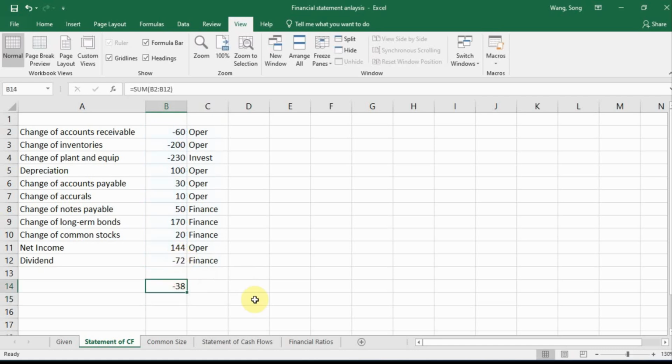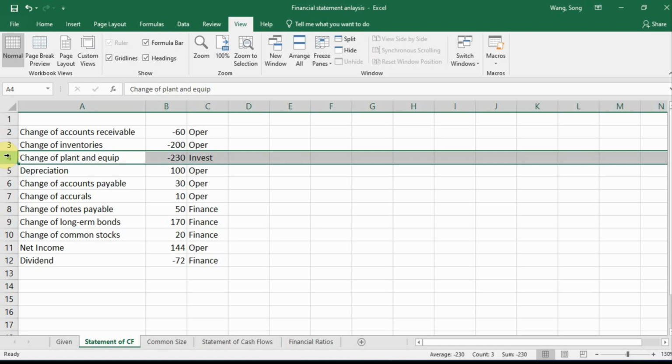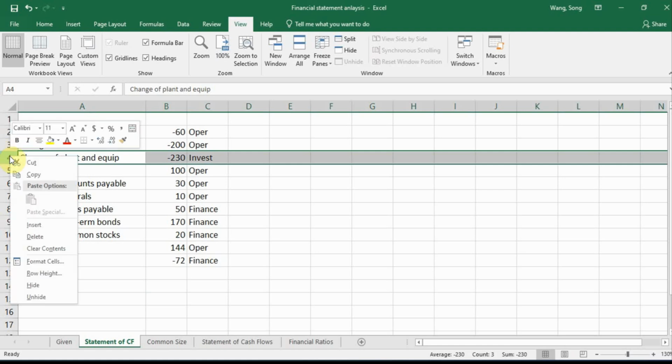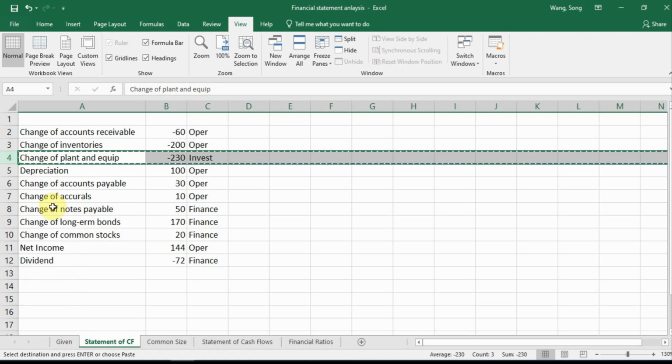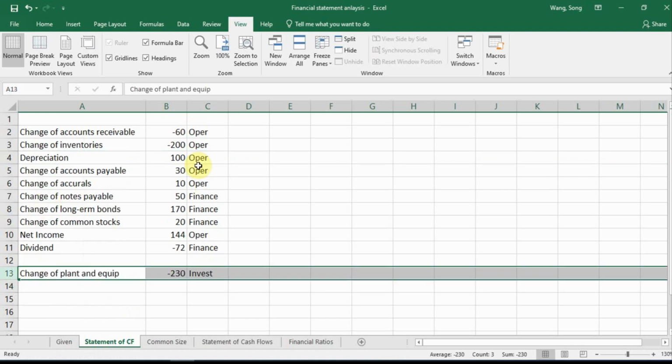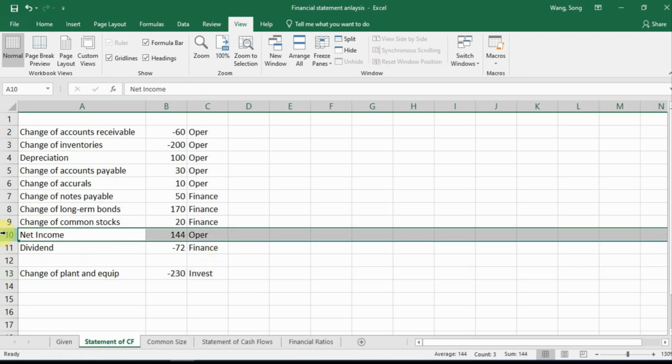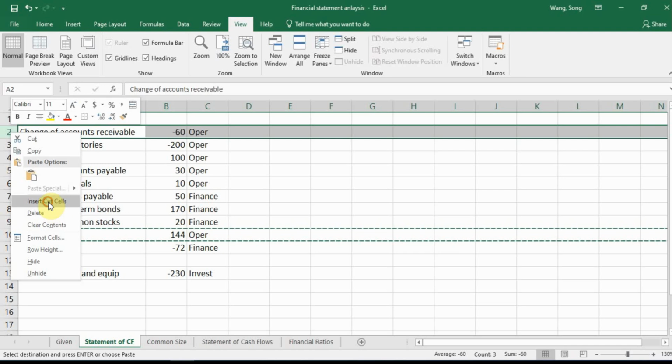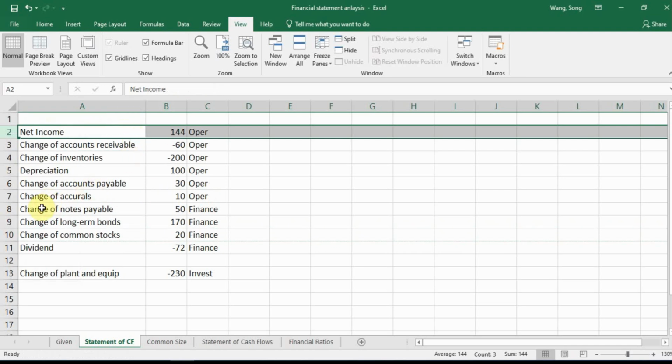But we're not done with it. We need to calculate the numbers, and then we need to sort them out. For example, I'm going to hit my button here, right click, and then cut this and put it in a different area. So the investing activity is separated, and then right here, the net income, I want to cut it and put it on the top. That's the operating activities.